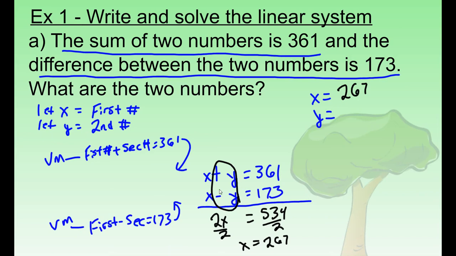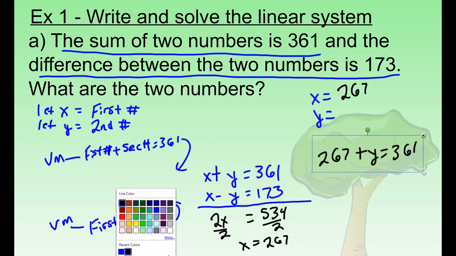Okay, so now all we need to do is to plug that 267 into one of our other equations, one of these two, to find out what the y value is. Doesn't matter which one. I'm going to use the top one. So 267 plus y equals 361.